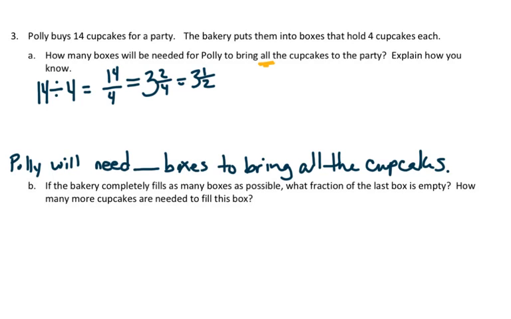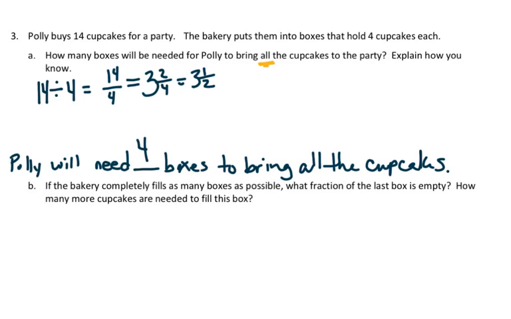14 divided by 4 is equal to 14/4, that's the improper fraction. The mixed number would be 3 2/4, and it's also equivalent to 3 1/2. So the question again is asking us how many boxes will be needed. We can't have half a box. A lot of our students will leave 3 1/2 as an answer, and that would be incorrect, because 3 1/2 is not a reasonable answer for this, because you cannot have half a box. So hopefully they can interpret this and see, well, I need more than 3 boxes. So I actually am going to need 4 boxes. So the answer would be Polly will need 4 boxes to bring all the cupcakes.